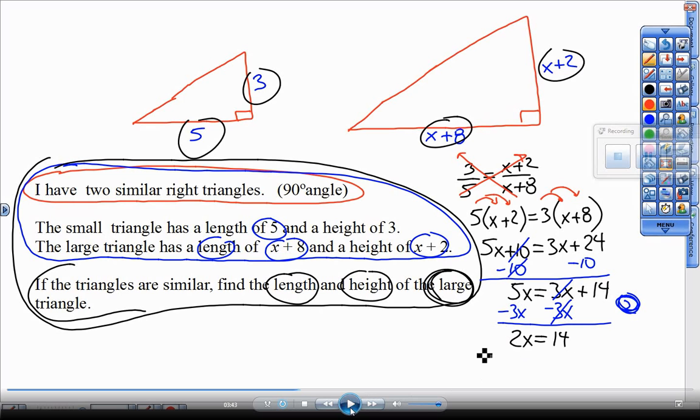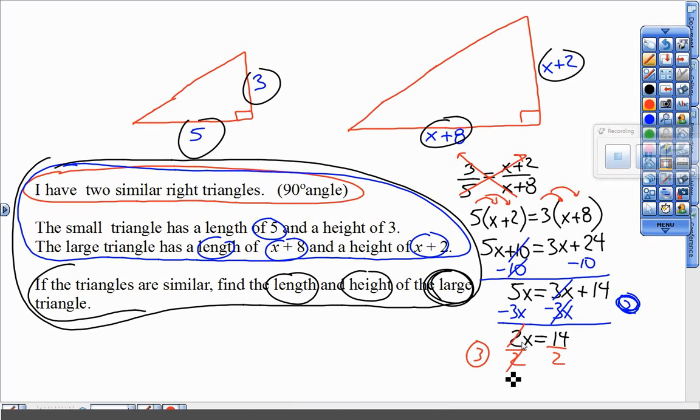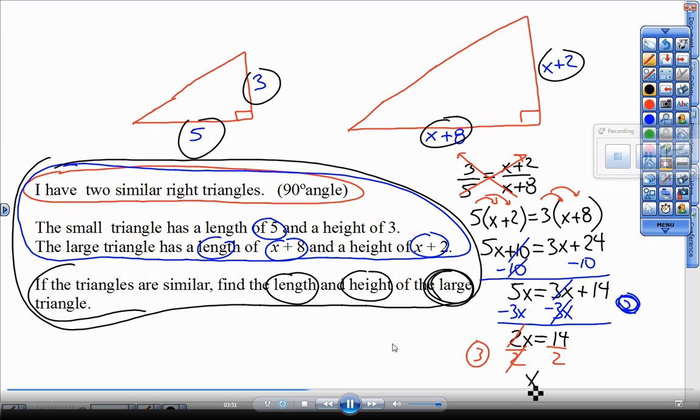And then finally, my next step, which is something different than adding or subtracting. I'm going to divide right here because the opposite of multiplying by 2 is dividing. So divide both sides by 2 gives me x equals 7. So I algebraically solved that for x.